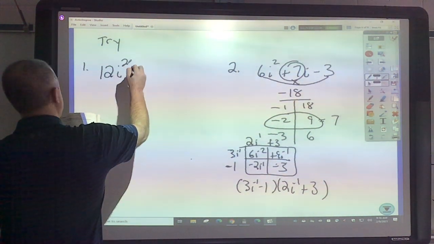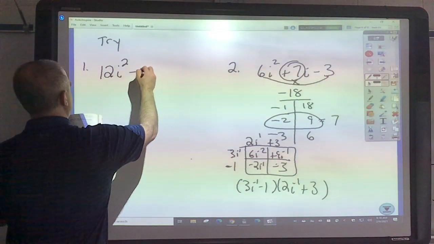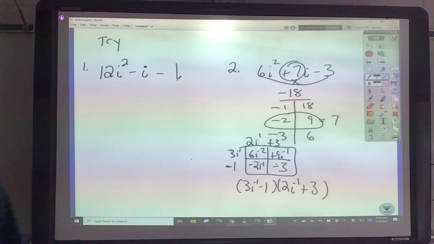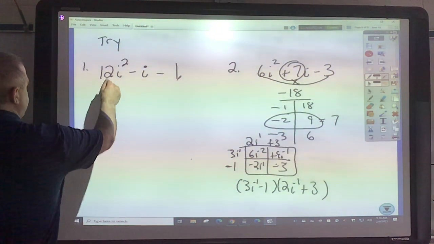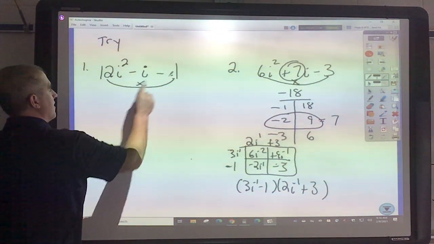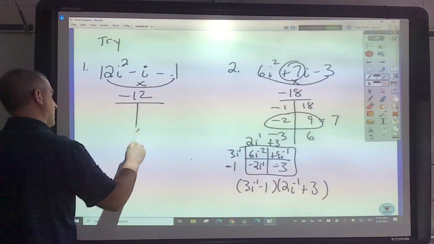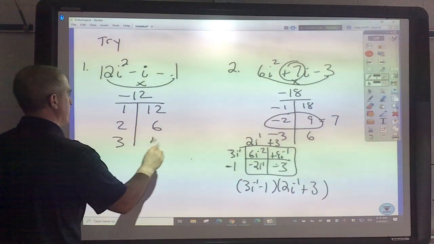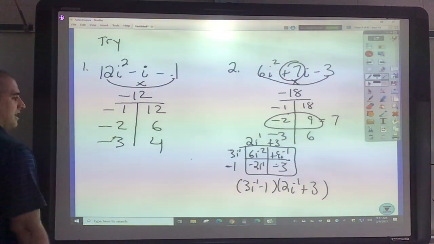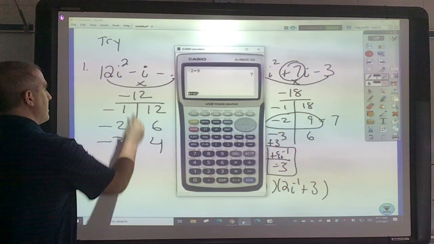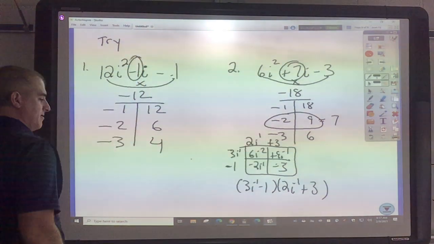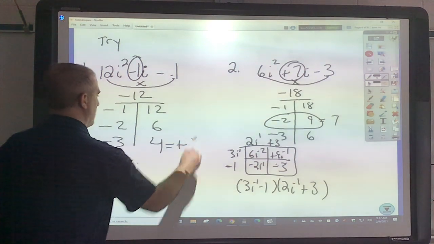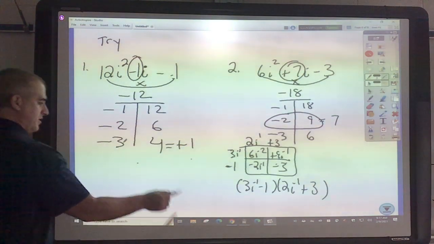12i squared minus i minus 1. Doesn't have a GCF. 12 times negative 1 would be negative 12. Factors would be 1 and 12, 2 and 6, 3 and 4. I'd start out by making one side negative. Now I need the set to add up to negative 1. That's the middle term. This one would add up to positive 1, negative 3 plus 4.